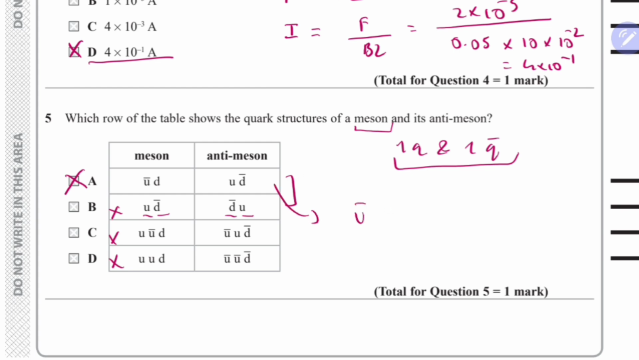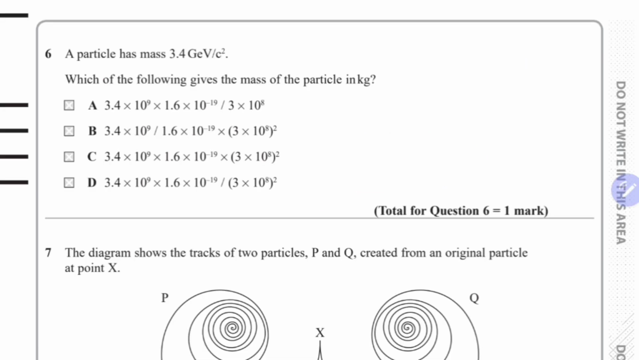Because it has anti-up and down, up and anti-down, they both are different. Number 6. A particle has mass 3.4 gigaelectronvolt per c². Which of the following gives mass of particle in kg?